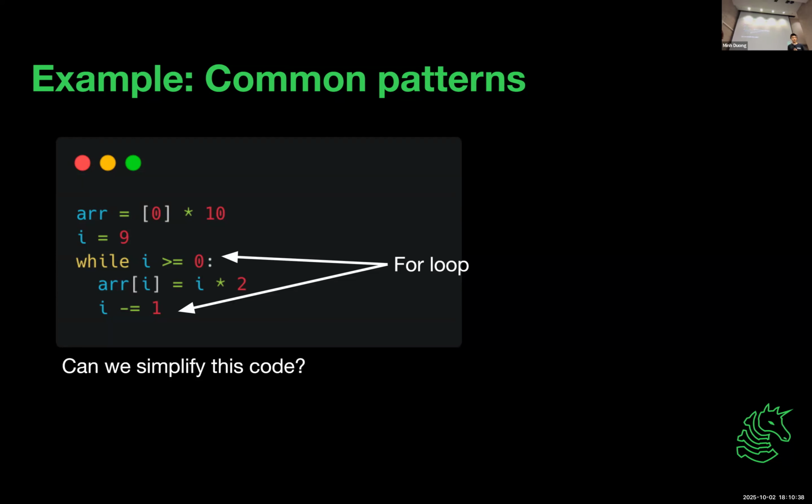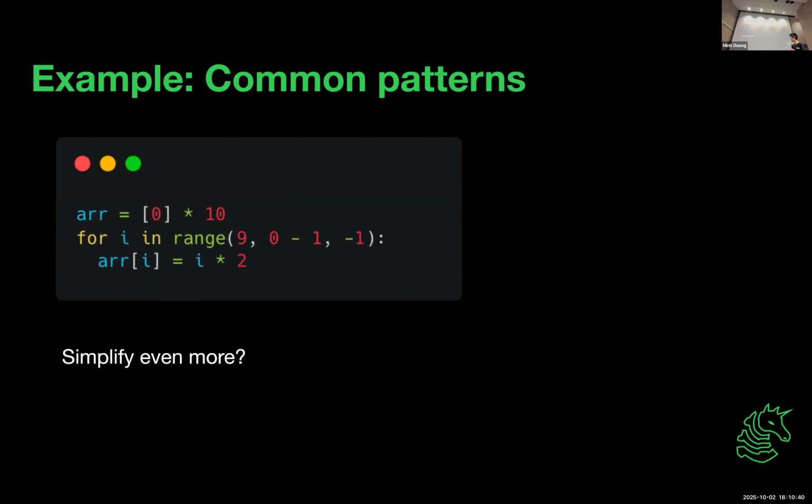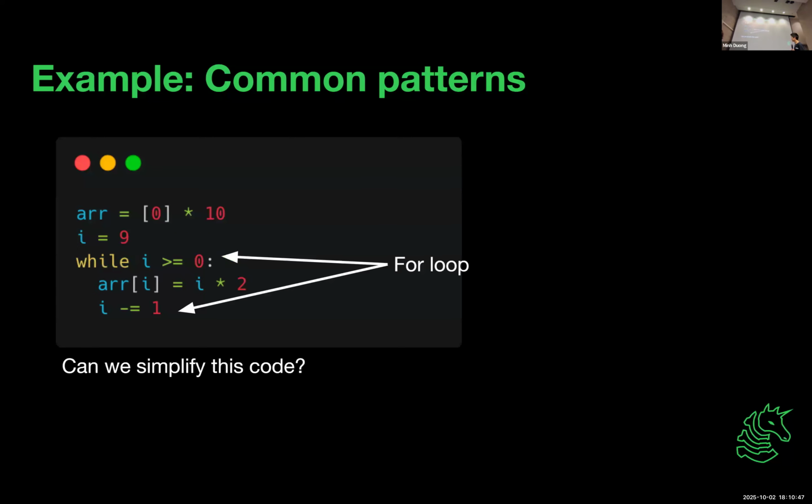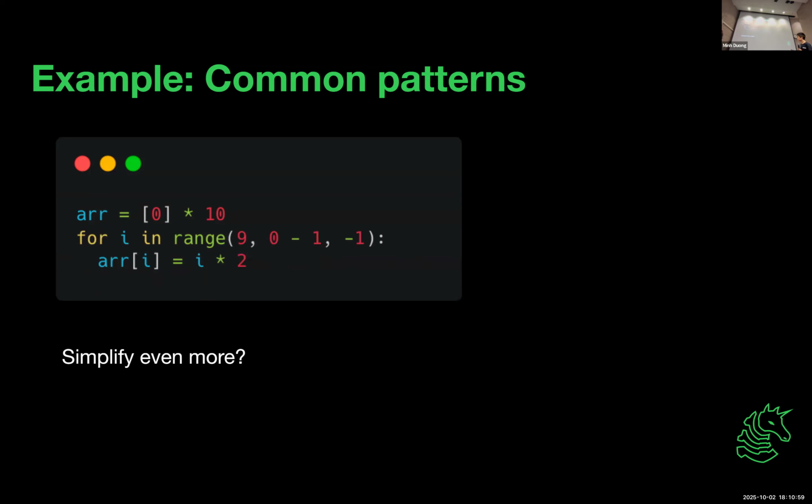But you don't do that in Python. In Python, you would tend to implement that as a range. So for i in range from 9 to 0 minus 1, because in the last iteration of the loop, i will be 0, and then it will go to -1 at the end, because the while loop has the condition at the start, while for loops have the condition at the end. So if we go from 9 to -1, going down by 1 every time, we have array of i equals i times 2, which is the actual body that we were looking at. Can we simplify it even more?